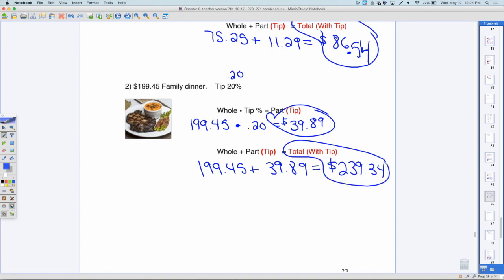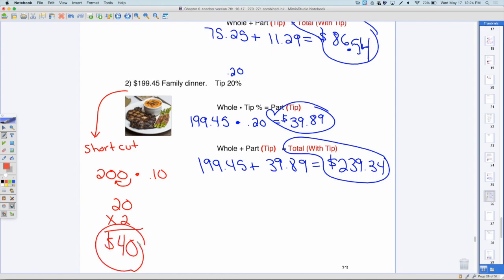I'm going to show you a little shortcut off to the side. So if you go out to dinner with your family, you can try to see if you can mentally figure the tip. So let's round the dinner up to $200. To find 10% of that, you would move your decimal over 1 place. So that would be $20. So if 10% is $20, we can multiply that by 2 to give you a 20% tip. So your tip would be $40. So if you go out to dinner with your parents, to figure out the tip, you just move your decimal 1 place to the left and multiply it by 2.